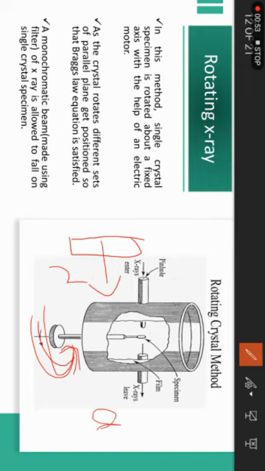So we have 2d sin theta equals lambda. Bragg's law will be satisfied for a particular wavelength or particular theta. So these rays will produce some patterns in the upper or the lower region, and the rest will not leave straight. As the crystal rotates, different sets of parallel planes get positioned so that Bragg's law equation is satisfied. As I told you, a monochromatic beam made using the X-ray filter is allowed to fall on the single crystal specimen.